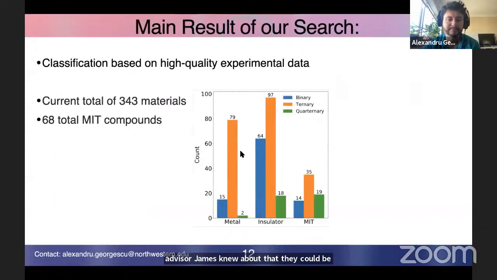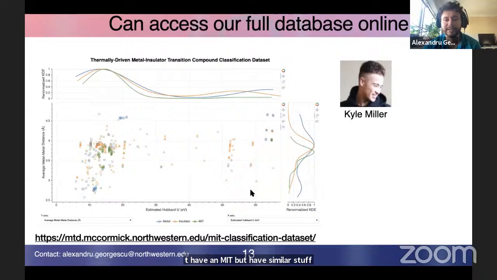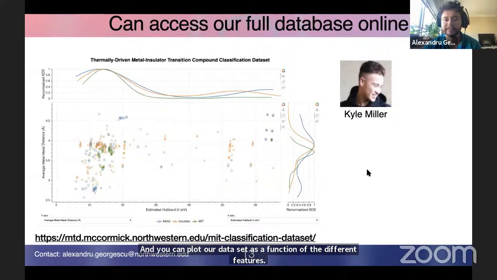So as a result, we have this database, which is the first database of thermally driven MIT materials based on high quality experimental data. It's 68 total MIT compounds plus related compounds. So, you can think of some correlated materials that don't have an MIT, but have similar stoichiometry. Our database is now accessible online. It's interactive, and you can plot our data set as a function of the different features we've built for this data set.